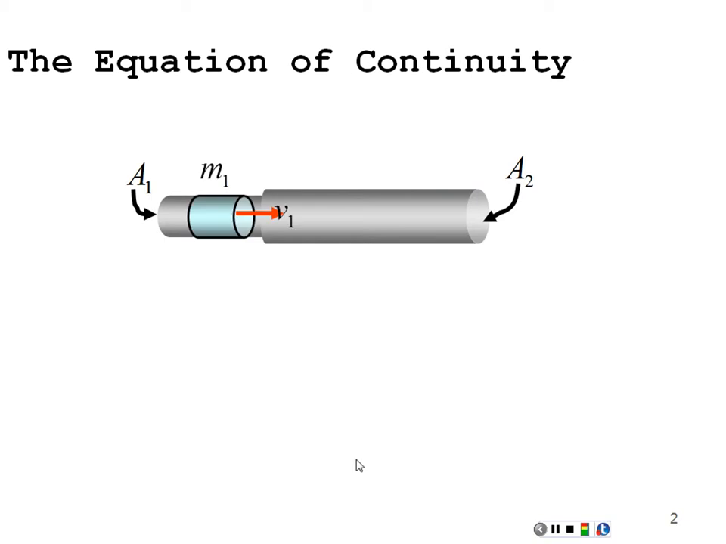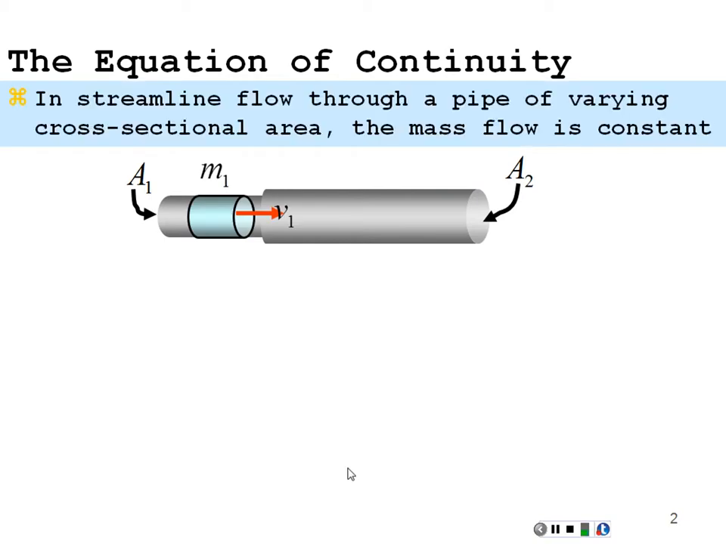Consider this. We have a streamlined flow through a pipe, and one section of the pipe is a smaller diameter than another section. So we have a smaller area at one section, a larger area at the other section. However, it's streamlined so that the amount of mass per time that flows in one section of the pipe is equal to the mass per time that flows in another section of the pipe. So we can say that mass 1 here is equal to mass 2.